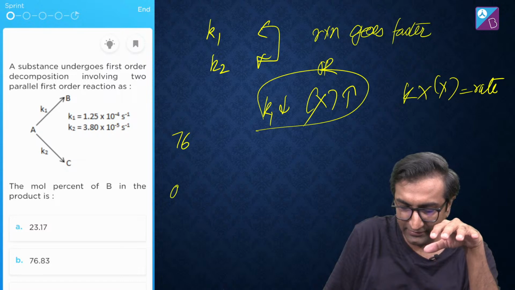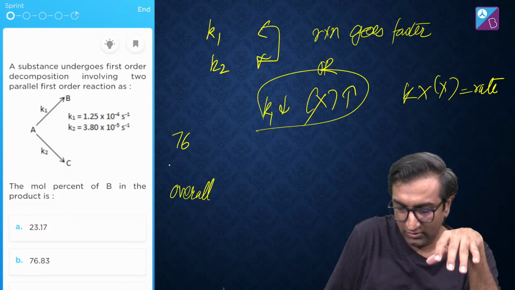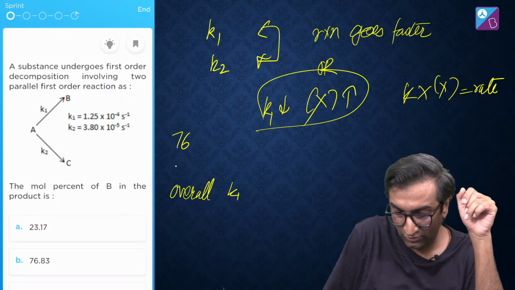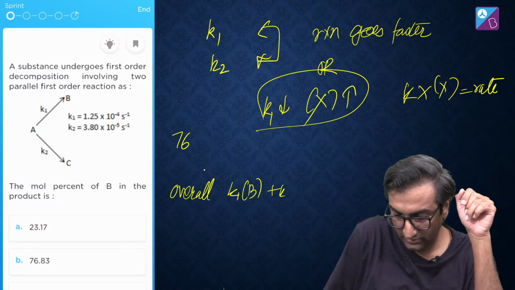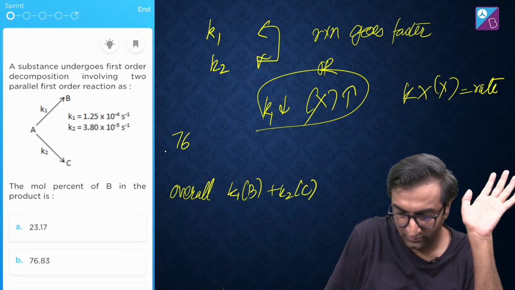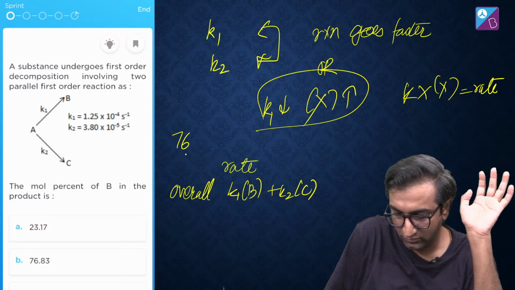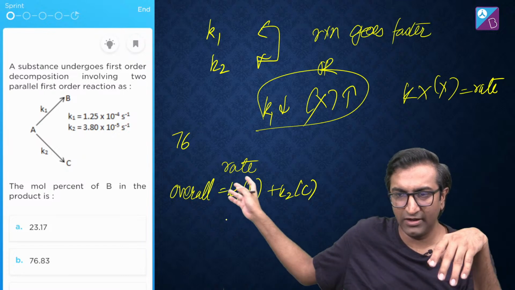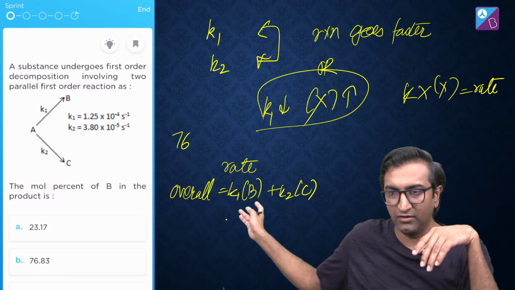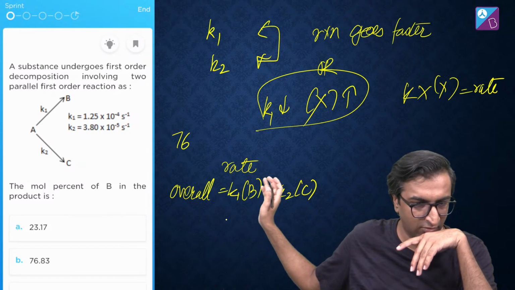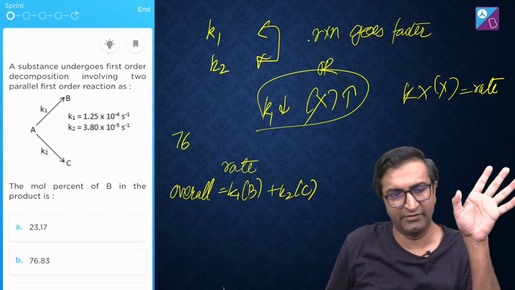Okay, let's look at it like this. Overall, I've got K1 into B plus K2 into C. Is that correct? What is the overall rate equal to? Rate equal to this. Is that okay? Is this okay? Rate अगर मैं ये लिखूं तो ठीक लग रहा है आपको? Ram, thanks for the answer. I appreciate it.